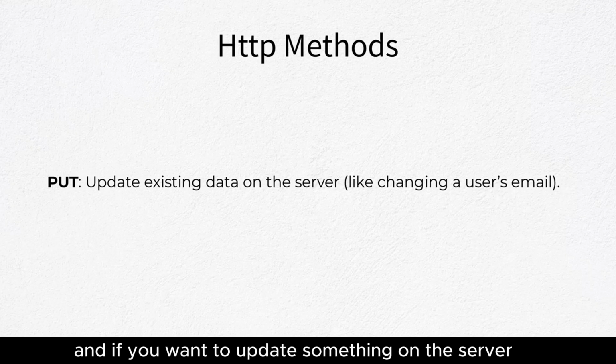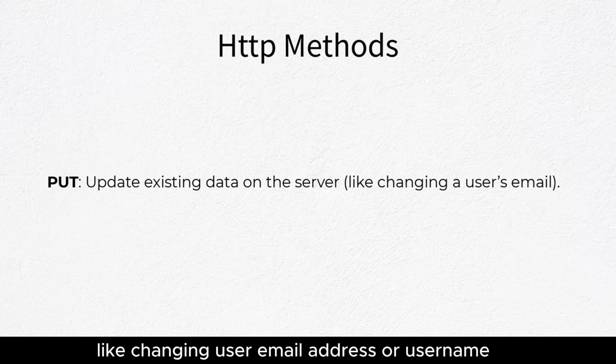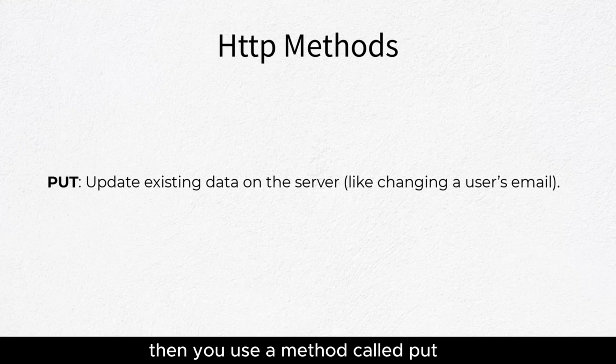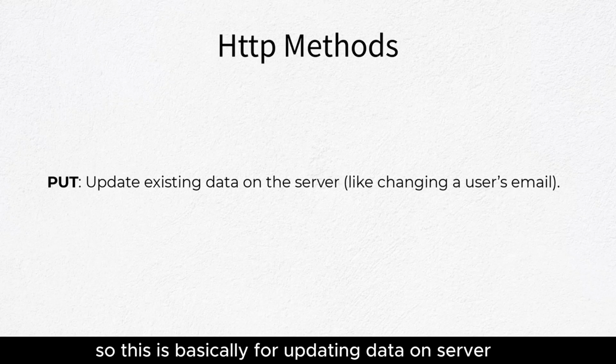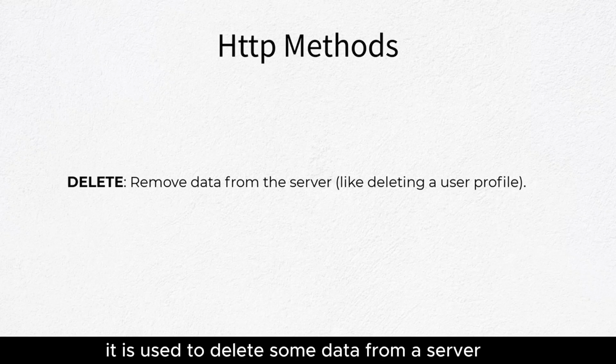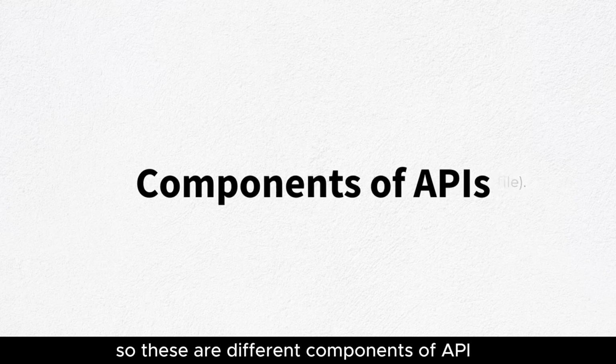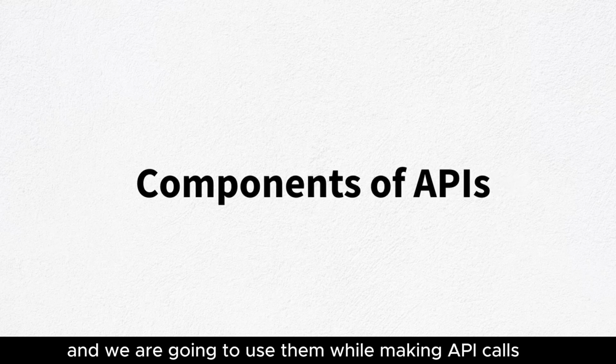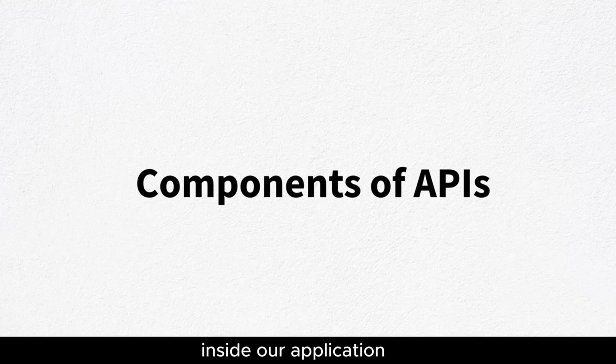And if you want to update something on the server, like changing a user email address or username, then you use a method called put. So this is basically for updating data on the server. And the final method is delete. As the name suggests, it is used to delete some data from a server. Like if a user wants to delete a certain profile, then they will use this delete method. So these are different components of API, and we are going to use them while making API calls inside our application.